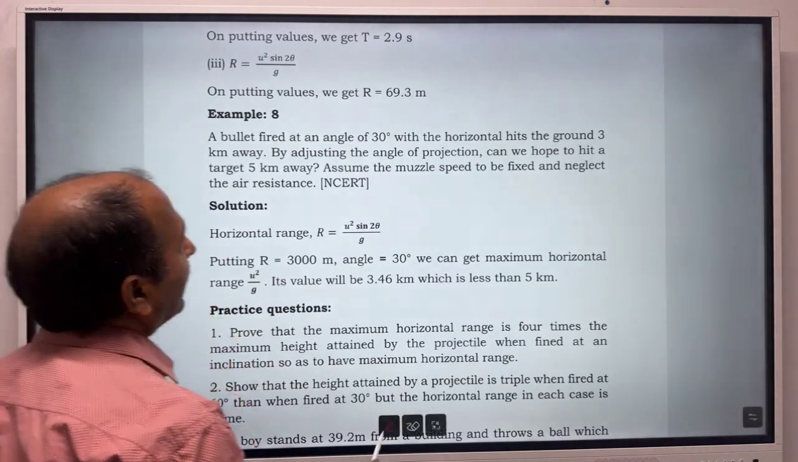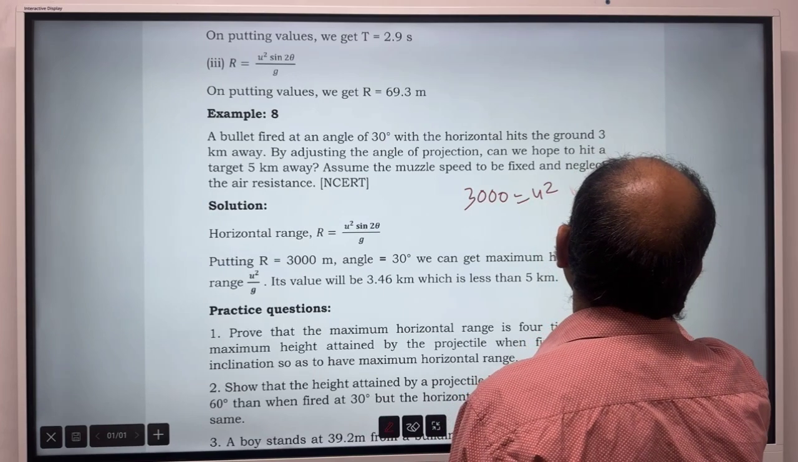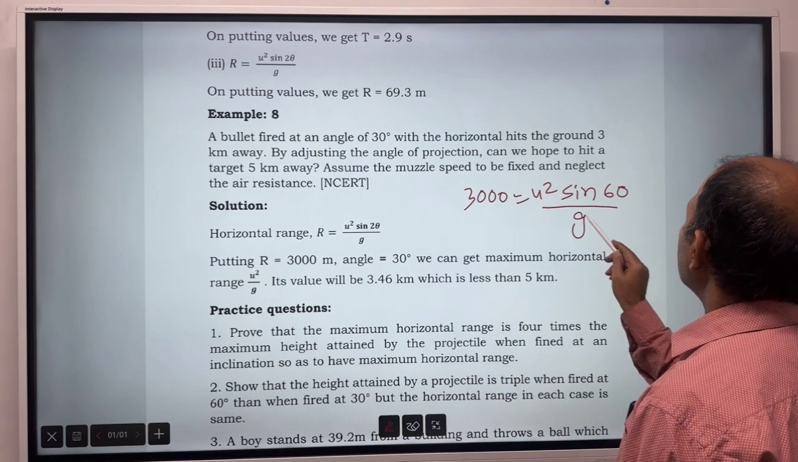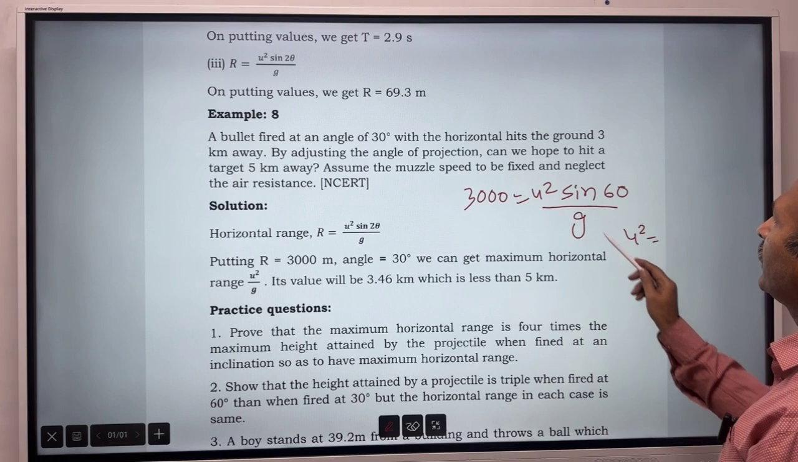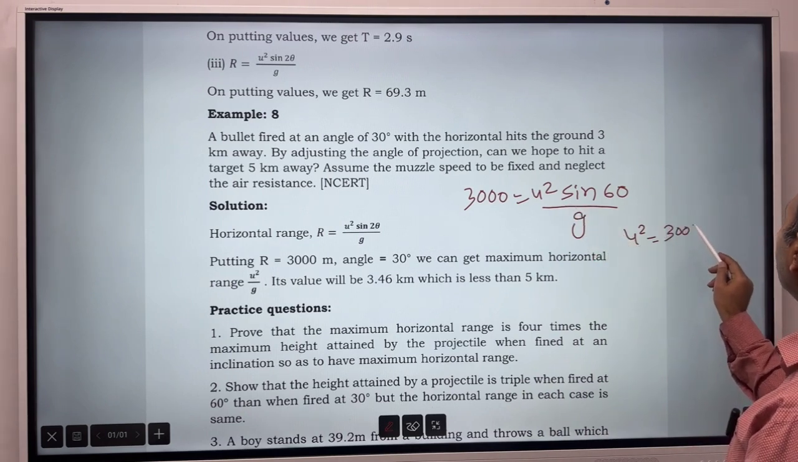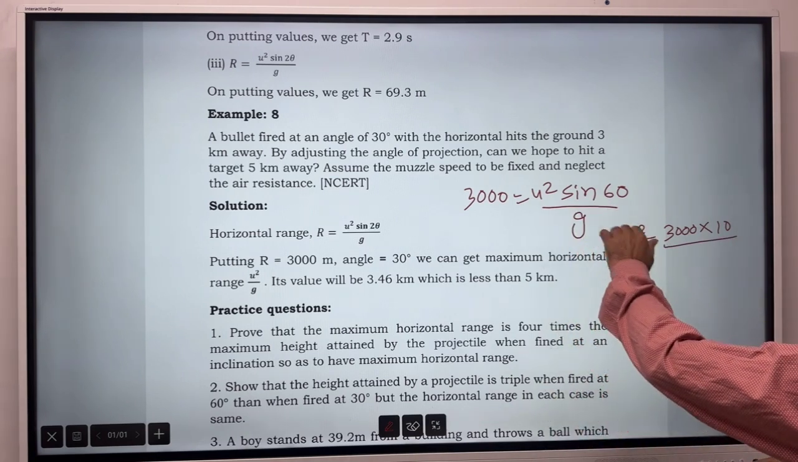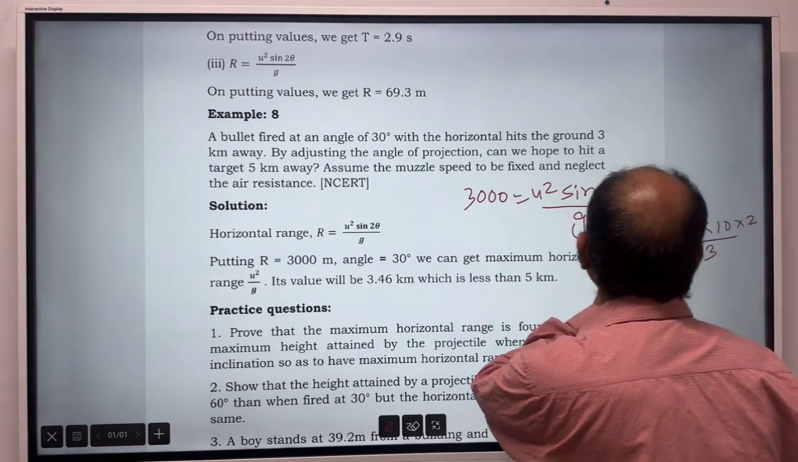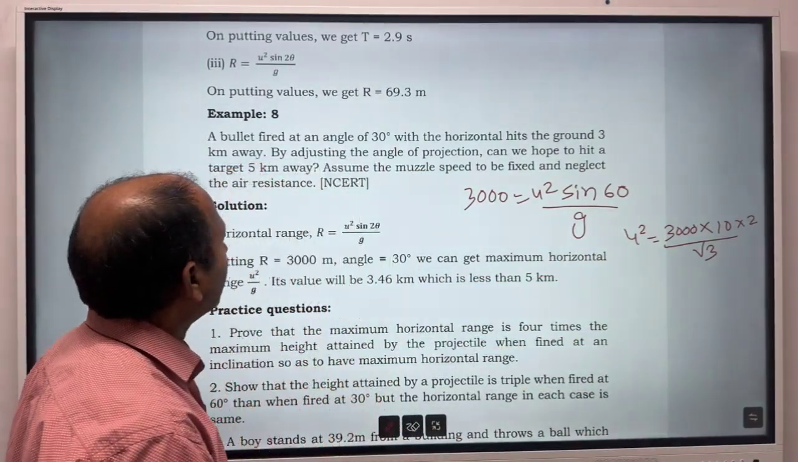So here 3000 is equal to u square sine 60 degree divided by g, where g is 10. So our concern is to get u square. So u square equals 3000 multiplied by g, where g is 10, and sine 60 is root 3 by 2. So 2 will get multiplied here and root 3 will come in the denominator. So we have got the value of u square. It is not necessary to evaluate u here.